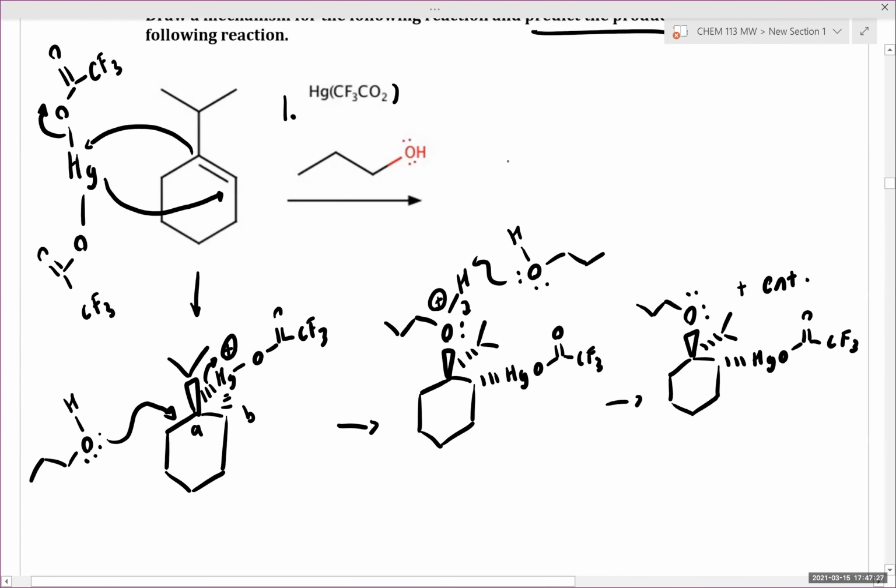Does this mechanism make sense to everyone? And does our predicted product make sense to everyone? Any questions on this example?